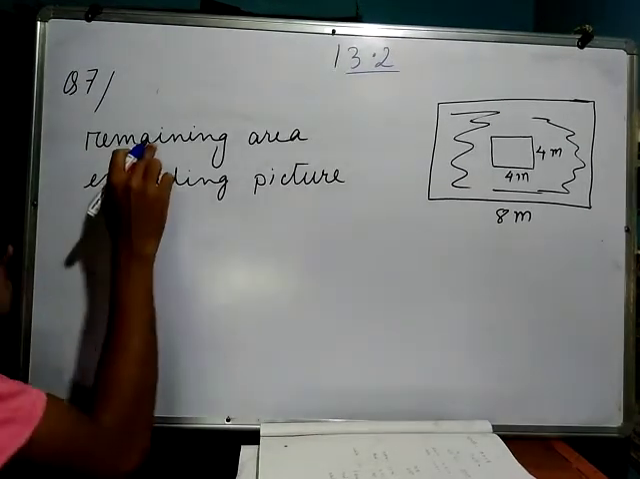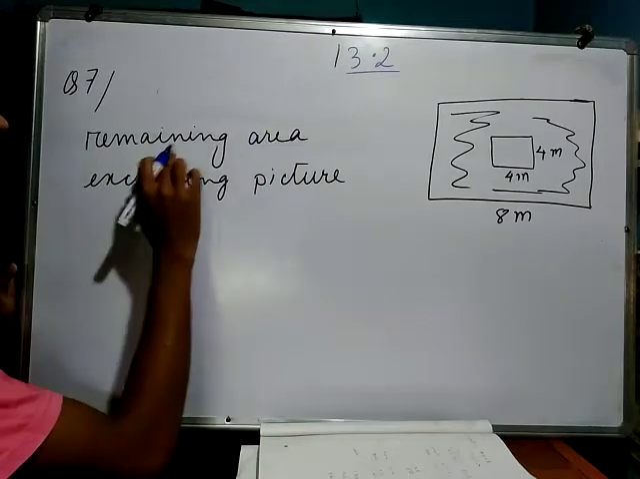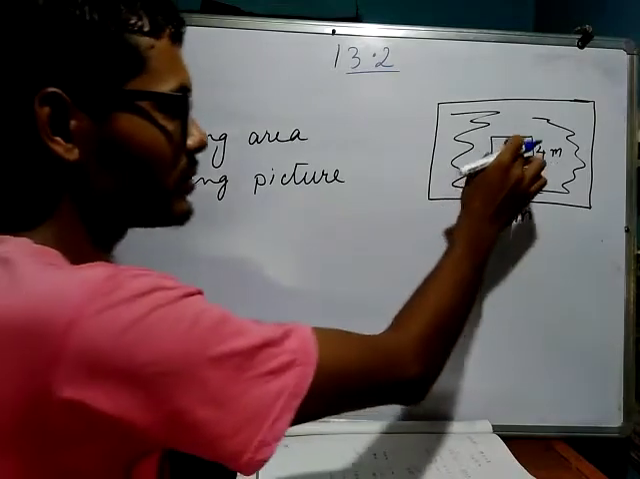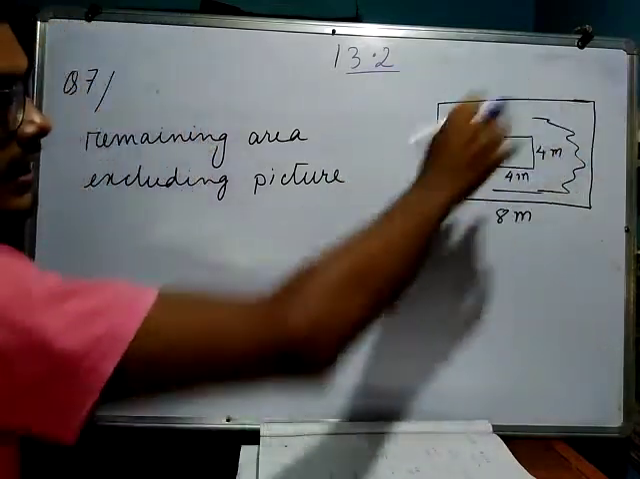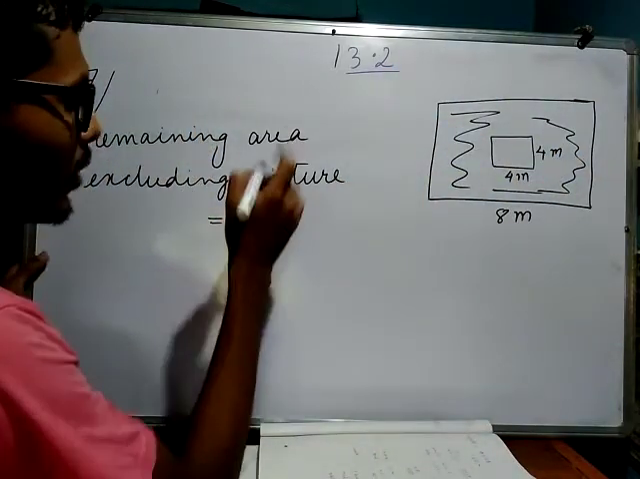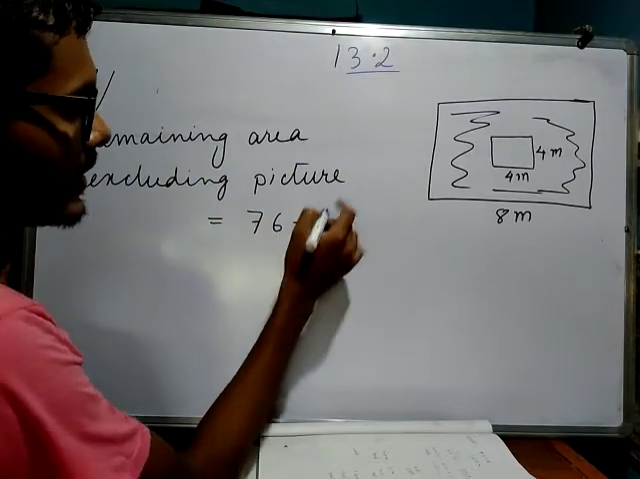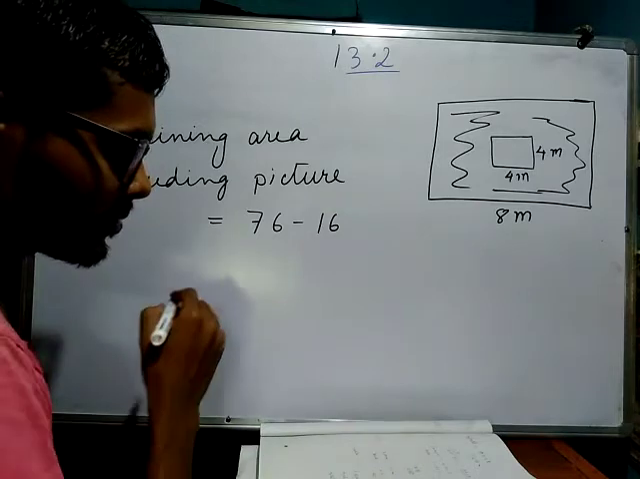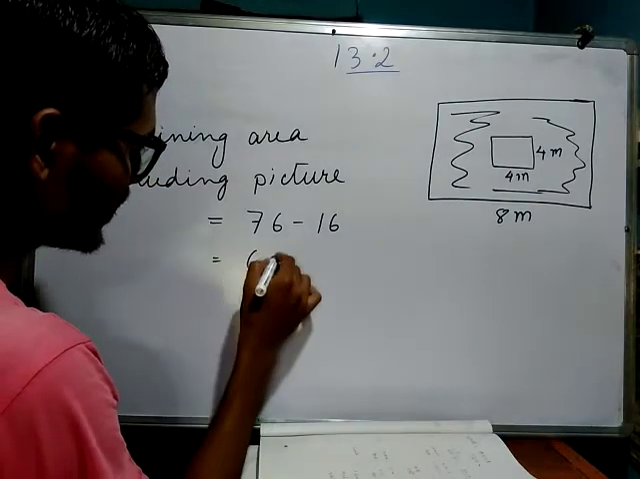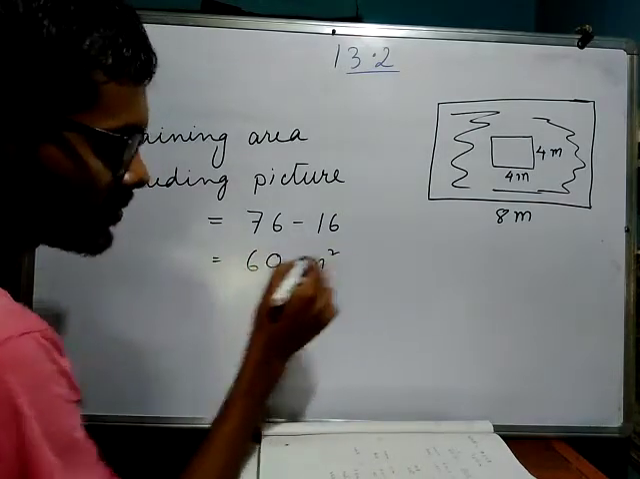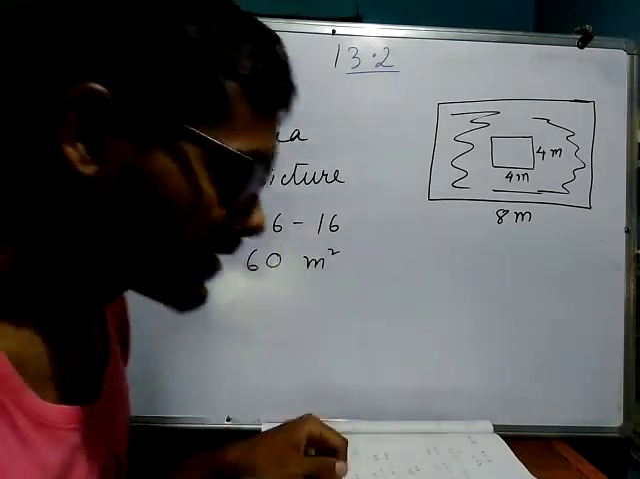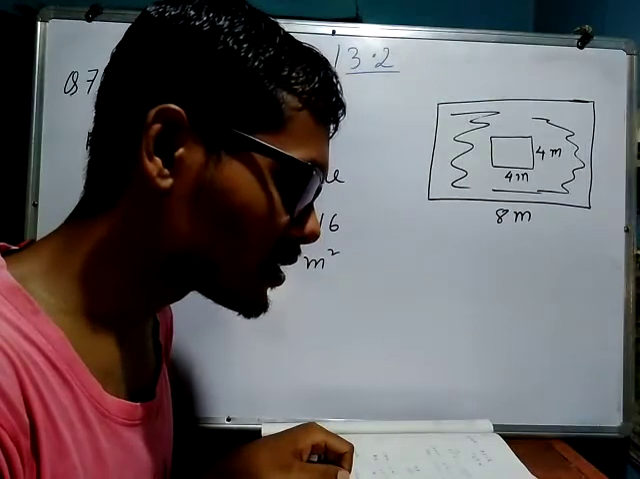So now I have written the remaining area excluding picture. Excluding means now we have removed this picture. Total area of the wall is 76 meter square and area of the picture 4 into 4, 16. So it will be 60 meter square.